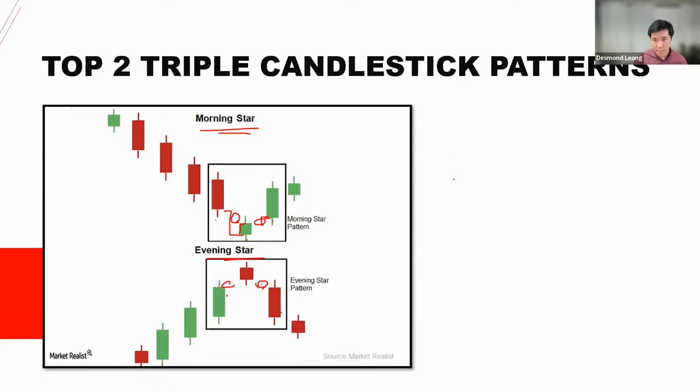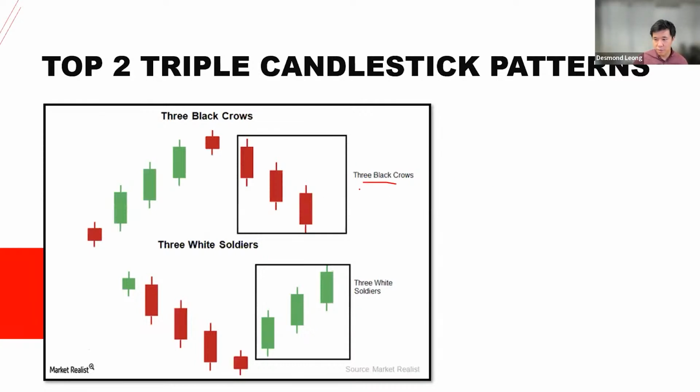Last one, three black crows and three white soldiers. Very good reversal, very good momentum indicators. With three black crows, what you want to notice is that the crows are all of the same size. The soldiers are all of the same size. And remember, they need to be bigger than average. That means you're not looking for three tiny crows. You're looking for three sizable black crows. You're not looking for three sparrows, you're looking for three crows. Same thing with soldiers. You're not looking for three baby soldiers, you're looking for three sizable white soldiers. Really good for calling reversals.